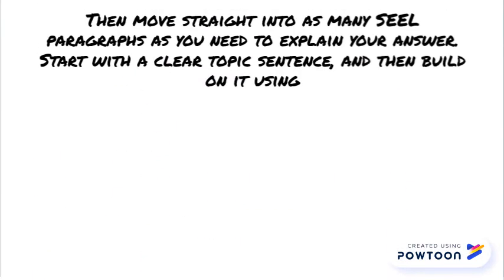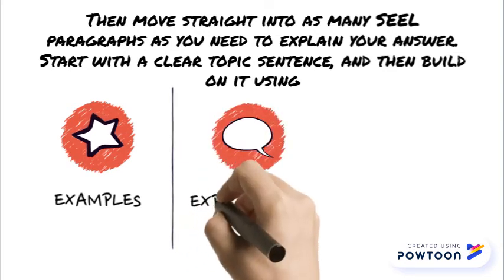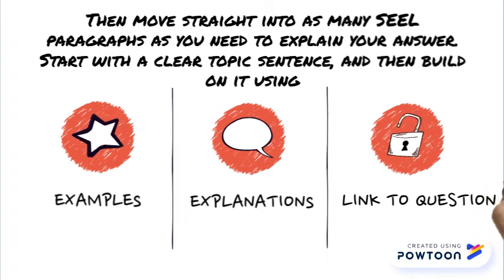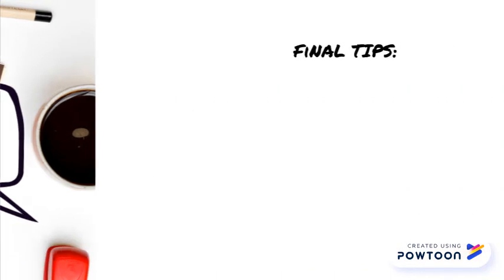You then want to move straight into as many SEAL paragraphs as you need to explain your answer. Start with a clear topic sentence and then build on it using multiple examples and detailed explanations. And always make sure that you're linking your discussion back to the question. As you don't get marks for structure in short answer responses, no conclusion is required.